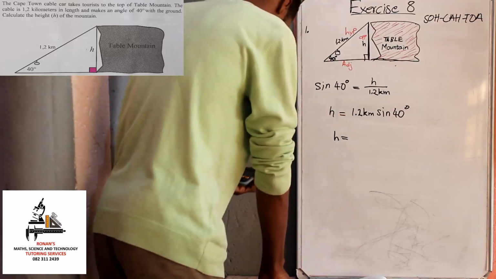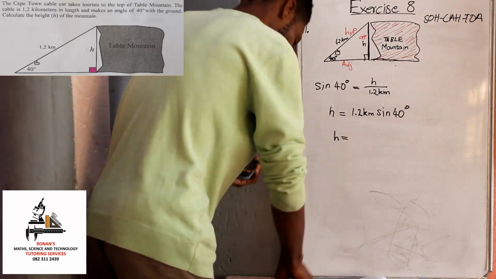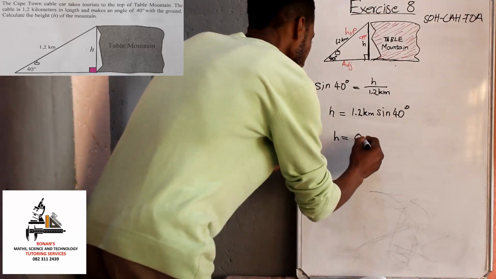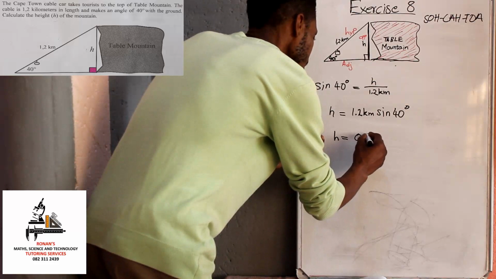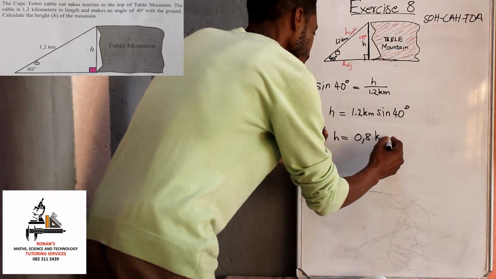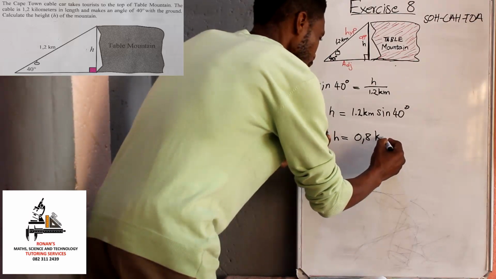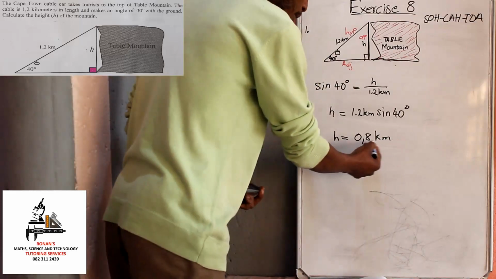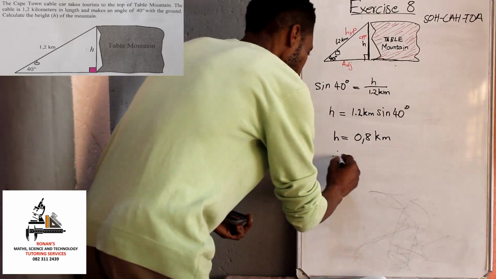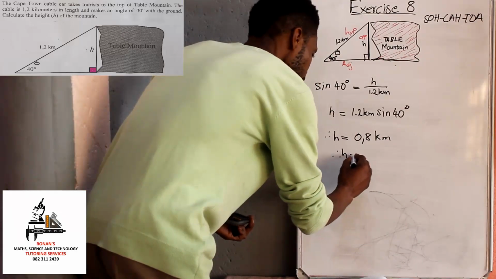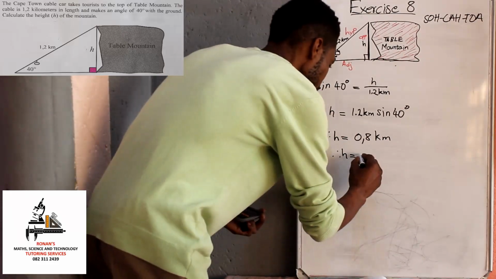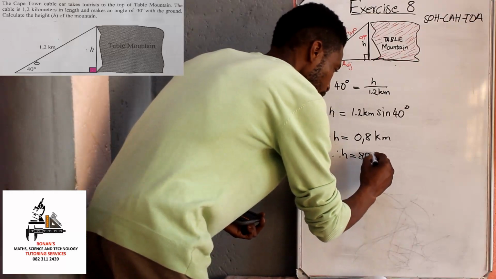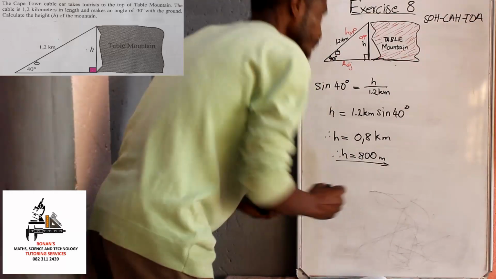That gives us about 0.8 kilometers. So in essence, if we were to convert this to meters, h would be equal to 800 meters. 800 meters. Okay.